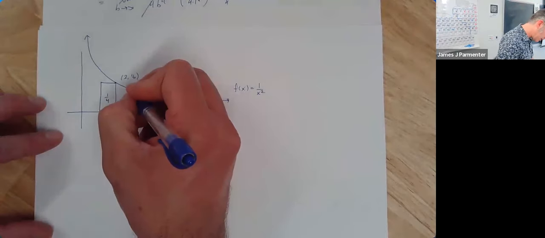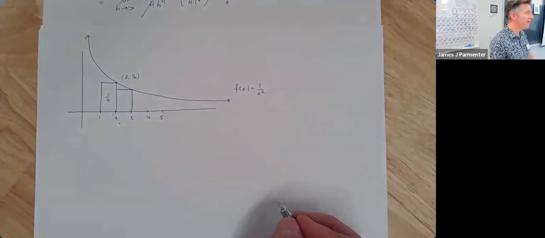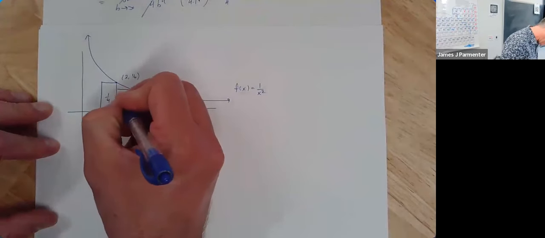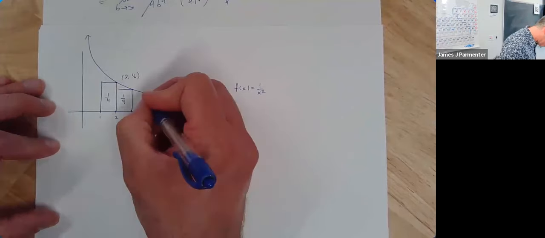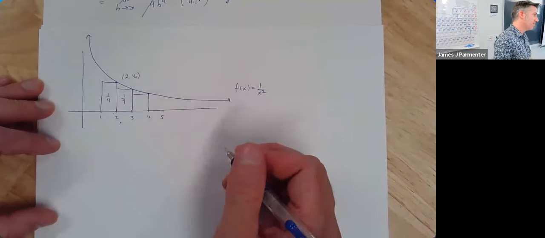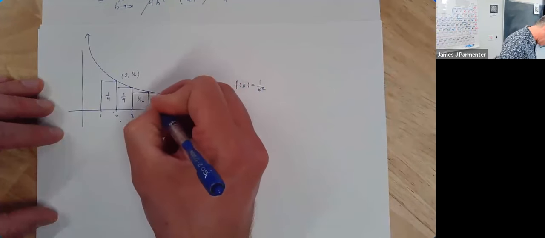Okay, what about the next rectangle over here? How much area does that rectangle have? You all know it, you just don't want to say it. 1/9, thank you so much. How about the next one? Well, the base is still 1. And then the next one's 1/25, and so on and so on.